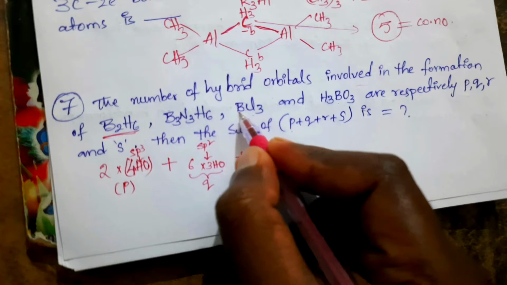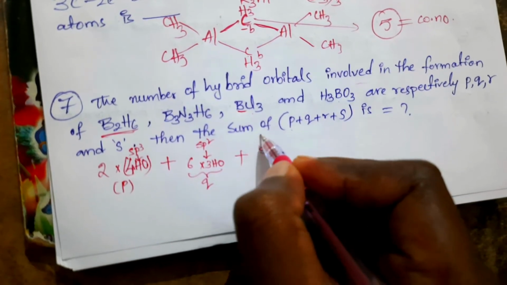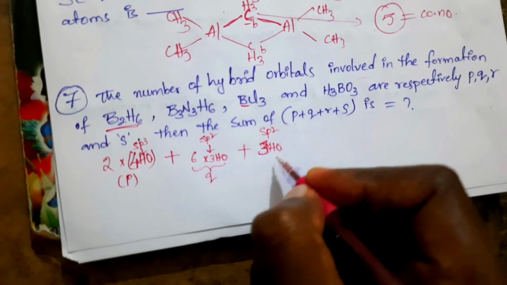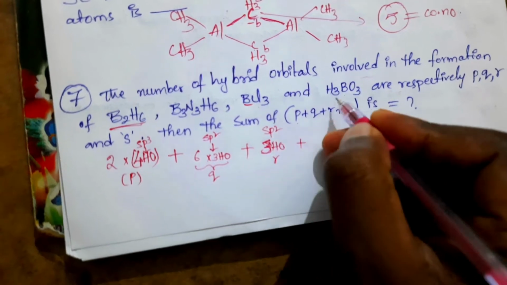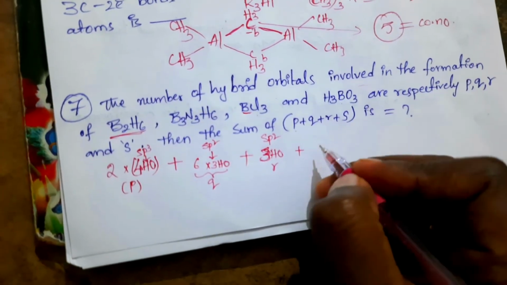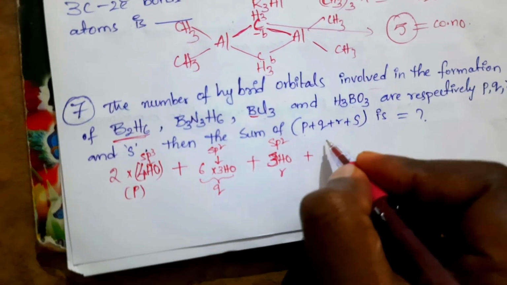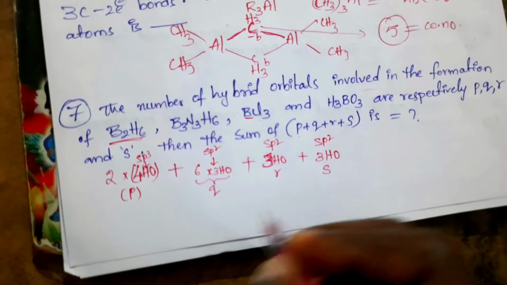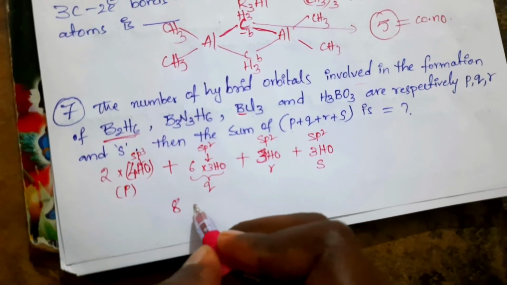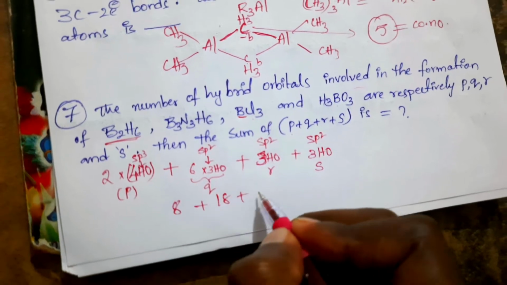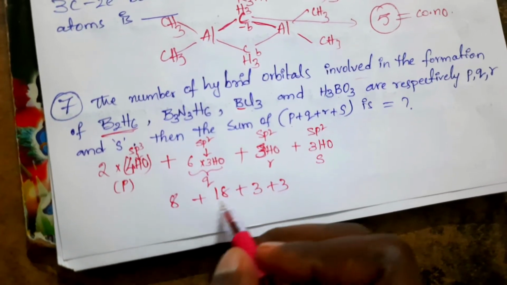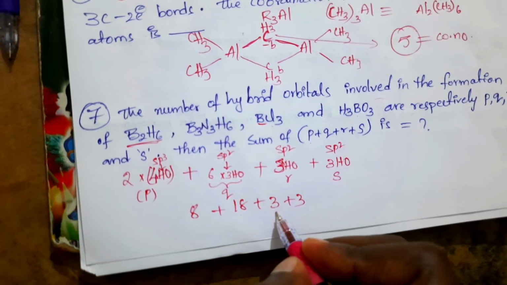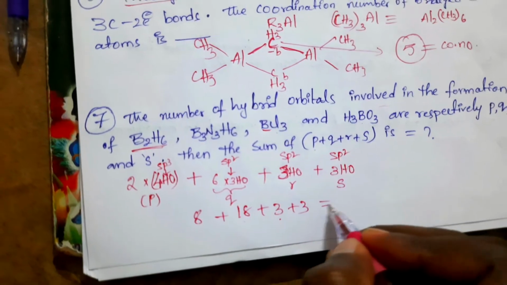Now plus, in BCl3 boron participates in sp2 hybridization. sp2 means 3 hybrid orbitals. That is R. Here plus H3BO3 boric acid also participates in sp2 hybridization, 3 hybrid orbitals. That is S. Now total will be 2 into 4 is 8, 6 into 3 is 18, plus 3 plus 3. 8 plus 18 is 26, 26 plus 3 is 29, 29 plus 3 is 32.